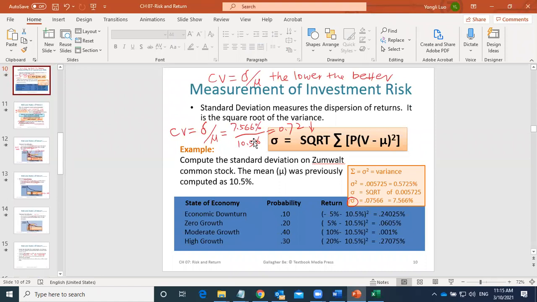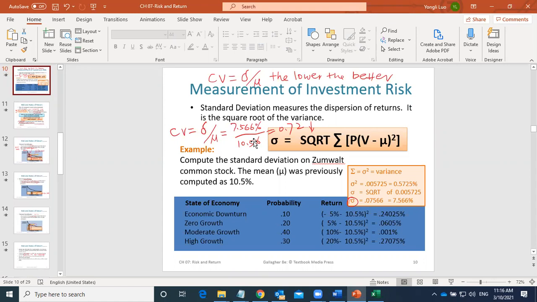The standard deviation is going to be the square root of the sum of that value minus the mean. This is your mean, right? We just calculate that, and you square it, times the probability, and you sum them up. So that one is a little bit complex.